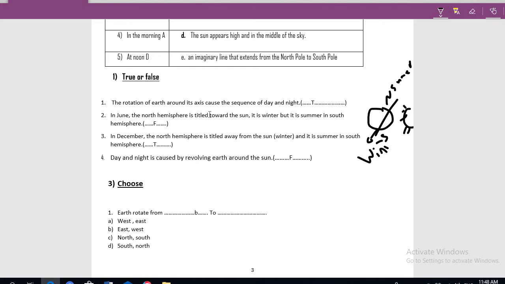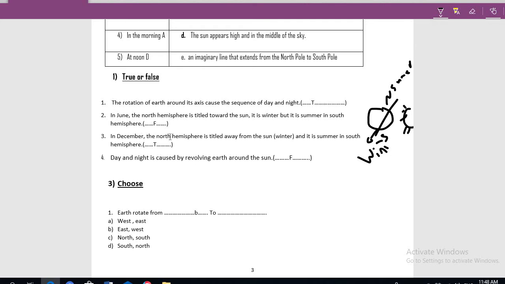In June, the Northern Hemisphere is tilted towards the sun. It is winter, but it's summer in the Southern Hemisphere. No, false, because in the North it is summer, while in the South it is winter.